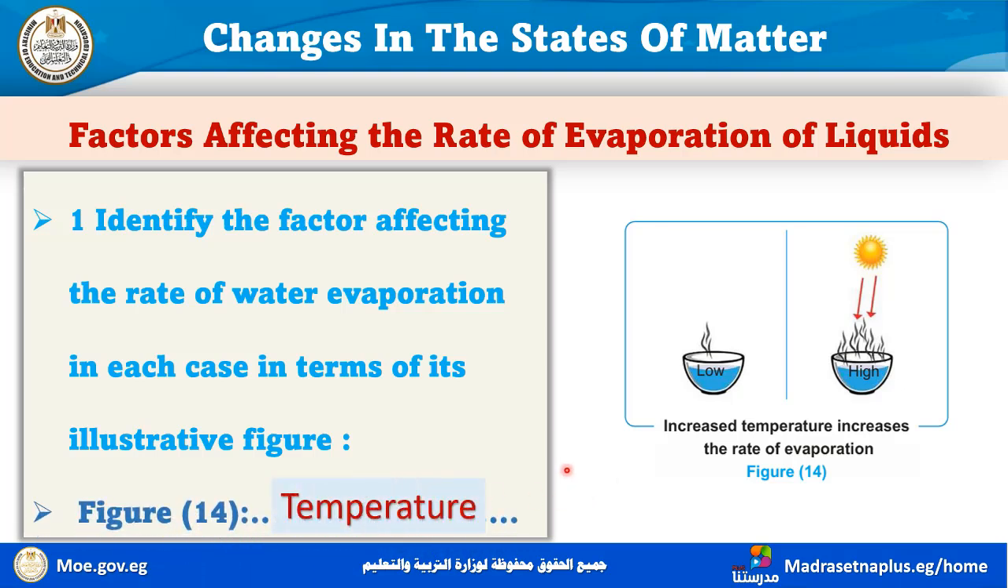By increasing the temperature of the surrounding of the water, the rate of evaporation increases, and if the temperature, like in the first bowl, is decreased, the rate of evaporation also decreases. So in this figure, the first factor affecting the rate of evaporation of the liquid is the temperature.